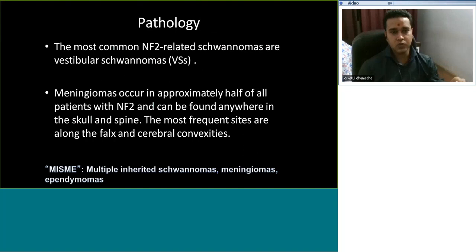Pathology: the most common NF2-related schwannomas are vestibular schwannomas. Meningiomas occur in approximately half of the patients with NF2 and can be found anywhere in the skull and the spine. The most frequent sites are along the falx and the cerebral convexities. Another syndrome is also known as MISME: multiple inherited schwannomas, meningiomas, and ependymomas.